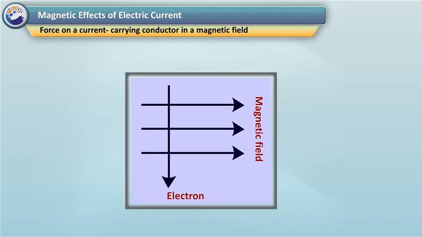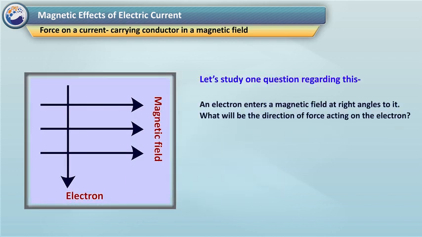Let's study one question regarding this. An electron enters a magnetic field at right angles to it. What will be the direction of force acting on the electron? A. To the right, B. To the left, C. Out of the page, D. Into the page.